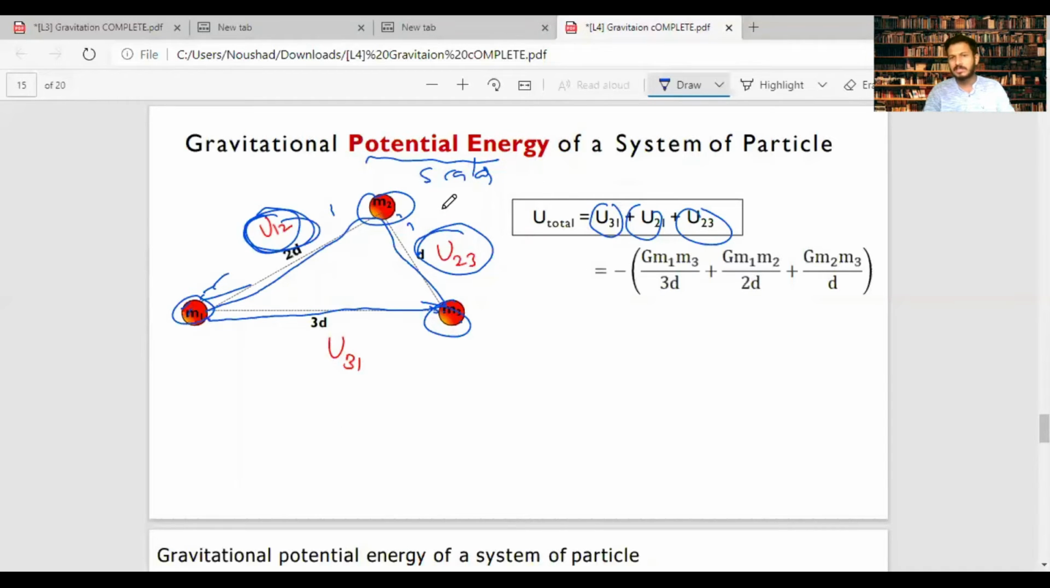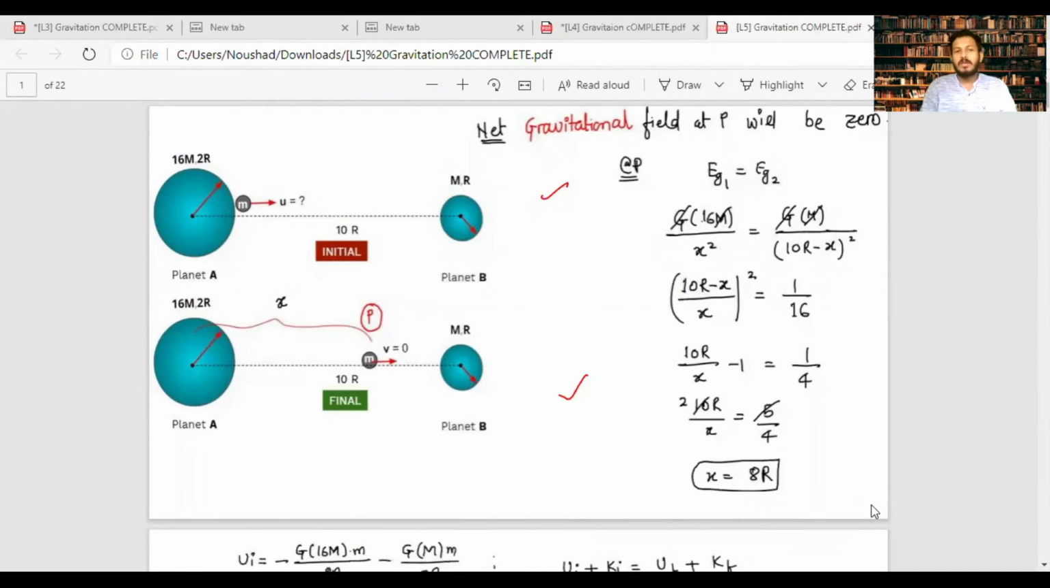Just add these things. Clear? Look at this question. Where the net gravitational field between two bodies is 0. Consider this is that body, the first one, and this is the second body.